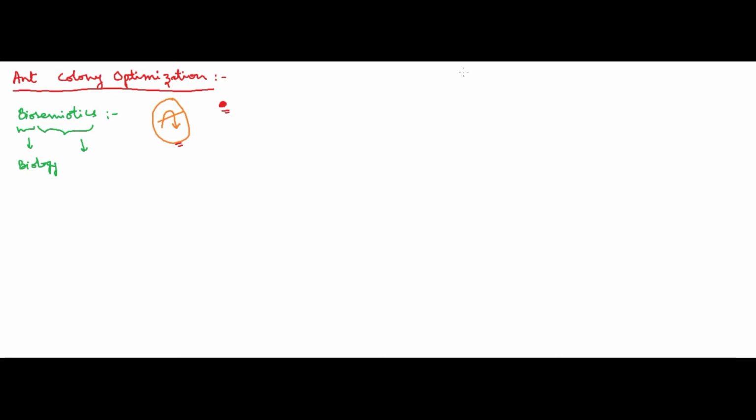So let's first see biosemiotics, that means giving signals or symbols by using biological means. That means by releasing some chemical, we give some signals. Coming to the ant colony, here we will keenly discuss the behavior of ants.